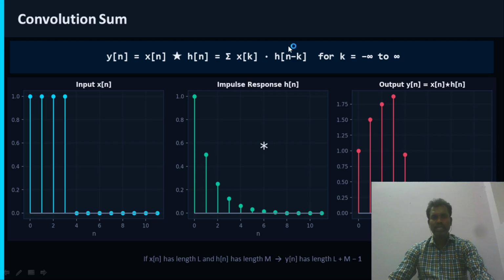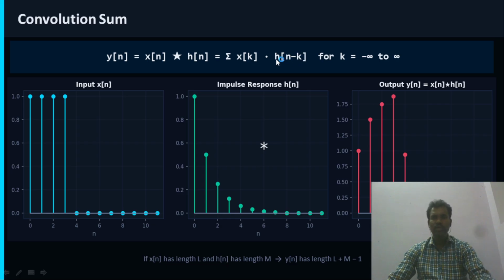But h of n minus k means h of k is the same as h of n. We are representing x of n and h of n with x of k and h of k, but h of k is modified. How is it modified? H of minus k plus n. That means h of k is changed to h of minus k first, that is folded, and it is shifted by plus n. So k is varying from minus infinity to plus infinity.